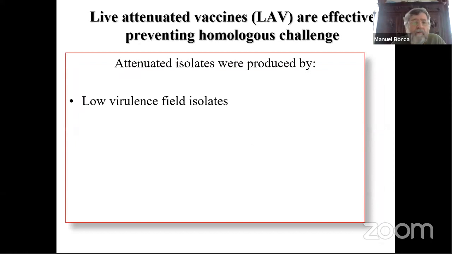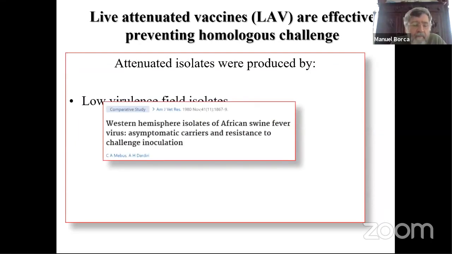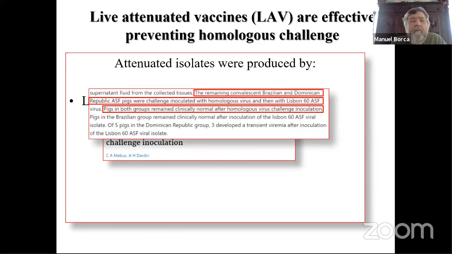Let's start with the low virulent field isolate. There are several examples of people working with this. I just picked one, a paper from Mebus and Ardiri from Plum Island back in 1980. What they did is they used Brazilian and Dominican Republic isolates that were not completely virulent, and they inoculated animals. The surviving animals were challenged with a highly virulent virus from the same region, and they were protected. They even went a little bit further and used Lisbon-60 as a kind of heterologous challenge, and still they got some degree of protection.